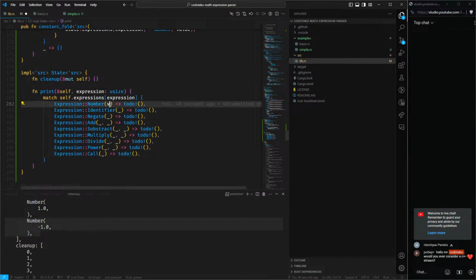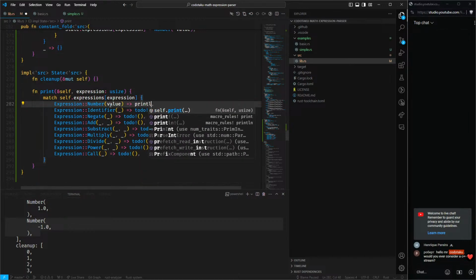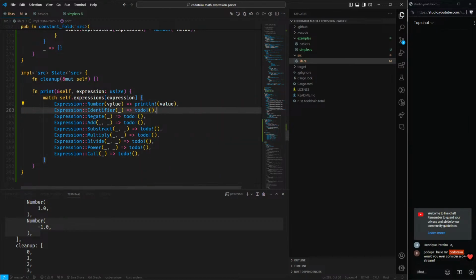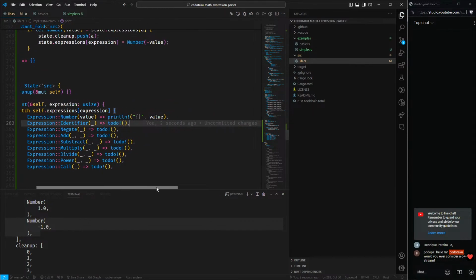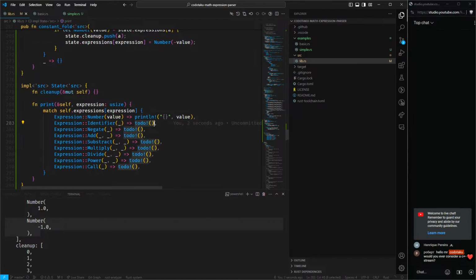So here we're gonna get our value. And let's just print line value, pretty much. Format argument, oh yeah. Print line value. And here identifier, you also get a name of the identifier. And so here we would also print just the identifier too simply. Okay, and negate.